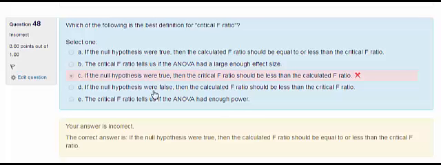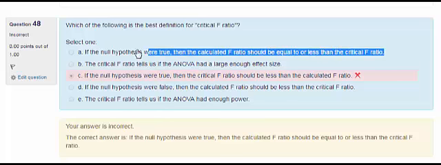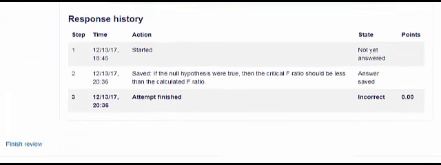So let's see what the questions are here. If the null were true, then the calculated F should be equal to or less. That's it right there. First one, A, is the right answer. And you picked if the null were true, then the critical F ratio should be less than the calculated F ratio. Other way around. If the null were true, your calculated F, the one you work so hard for, doing all those hand calculations, should be less than the critical F. Okay, so that's that answer, and I think that's it for you.